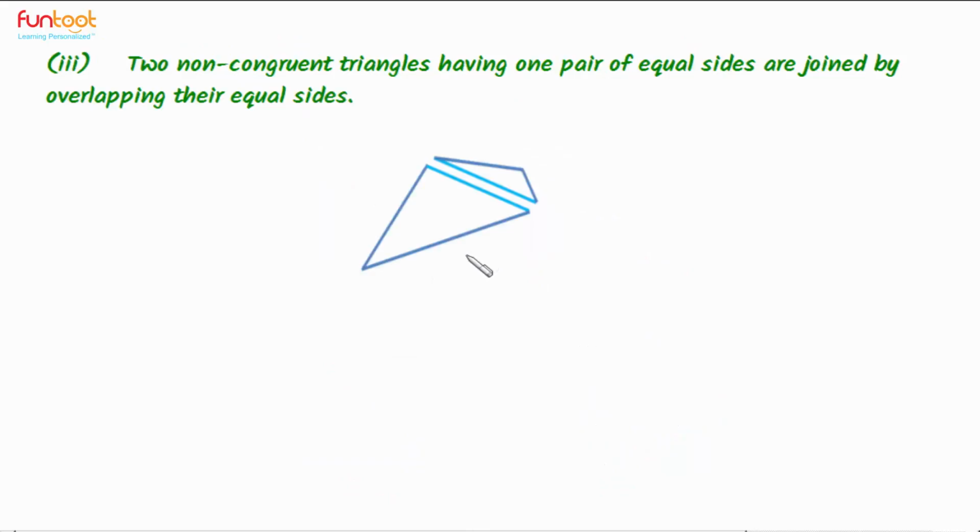Let's take the third case. Two non-congruent triangles having one pair of equal sides are joined by overlapping their equal sides. So these are the two triangles. These are not congruent, but this side is equal to this side and they are joined along this side only. So the resultant quadrilateral will be, this is the resultant quadrilateral, and this quadrilateral is not a special type of quadrilateral, it's just a plain simple quadrilateral.